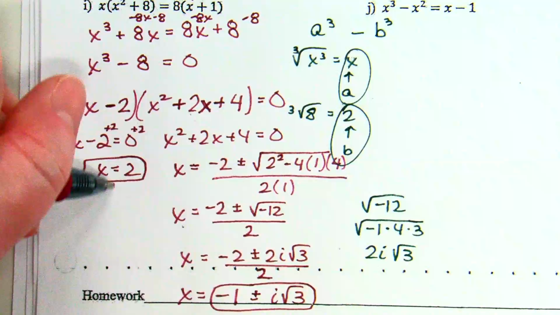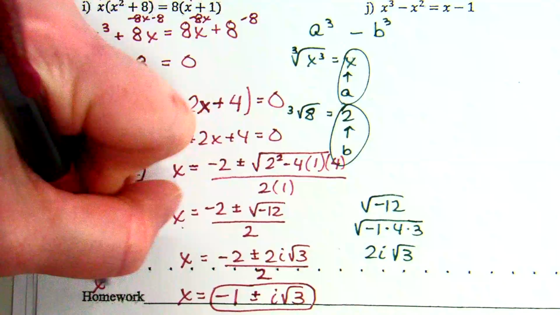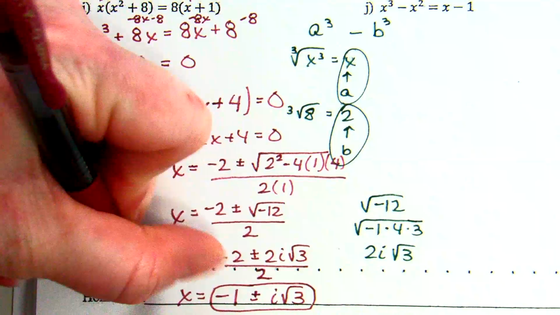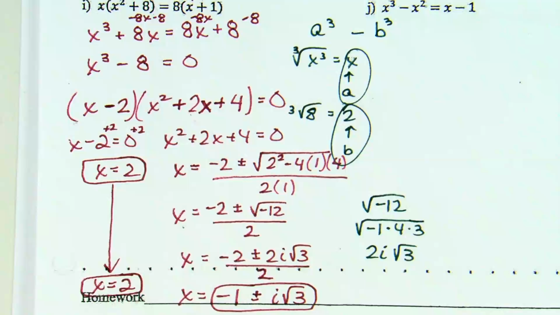And don't forget, what was the other answer we already had? X equals 2. How many answers did I end up with? 3. Why 3? The plus or minus. Negative 1 plus i radical 3 is an answer. Negative 1 minus i radical 3 is an answer.